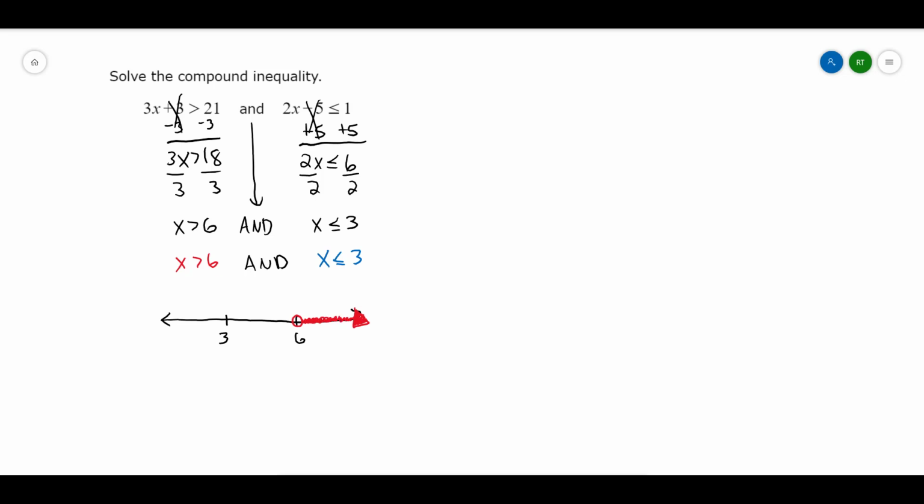And then for the other one, shade all numbers less than 3 or equal to 3. Numbers less than or equal to 3 means I'm going to include the 3 because it can equal it. So I put a solid dot and I shade to the left.